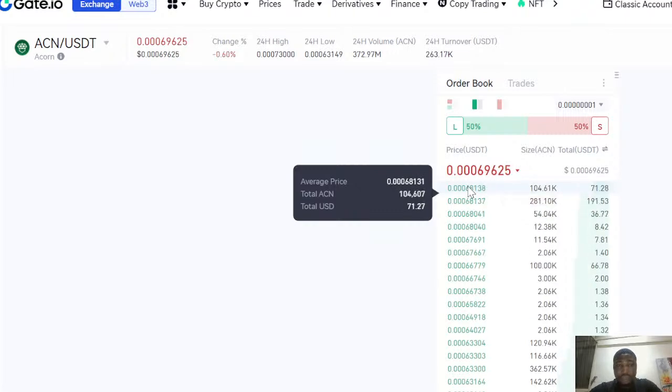So what is another point? You can see the total ACN in this area. The total in this area is the total ACN, which you can see here, around 27,000, where we have 27,000 and so on.